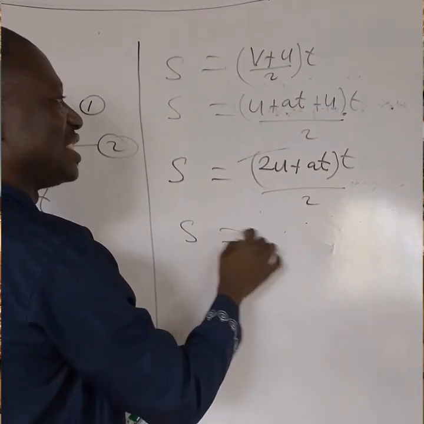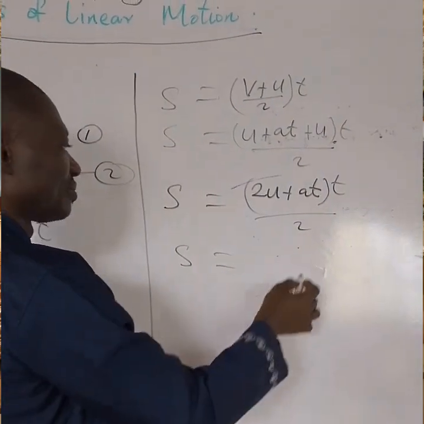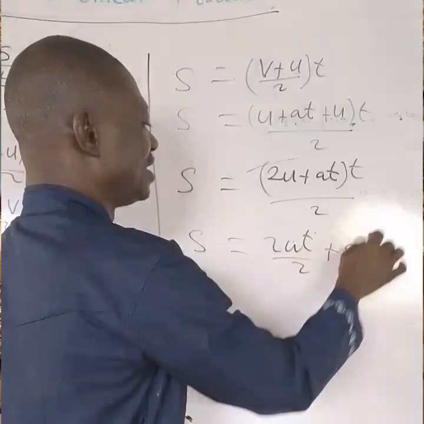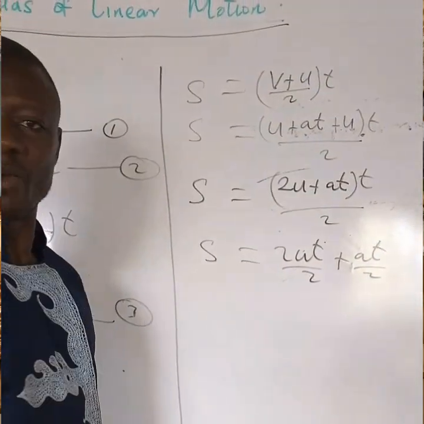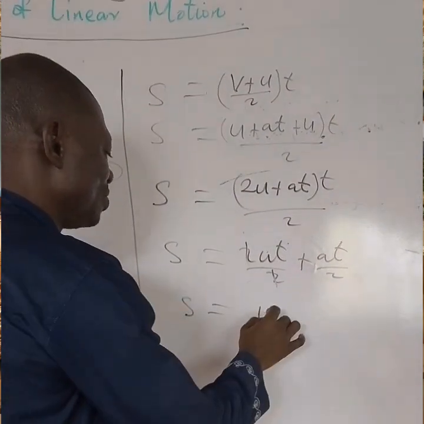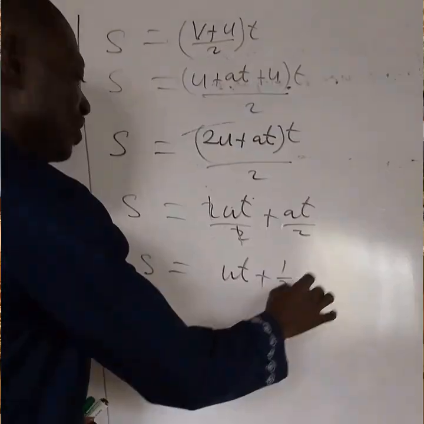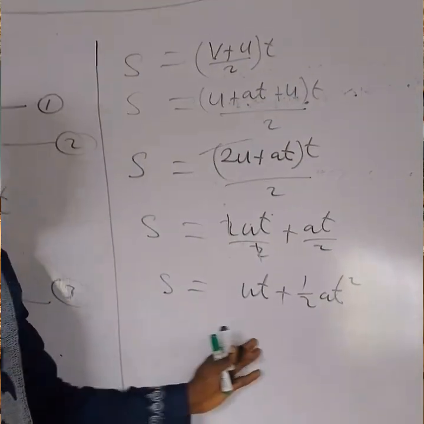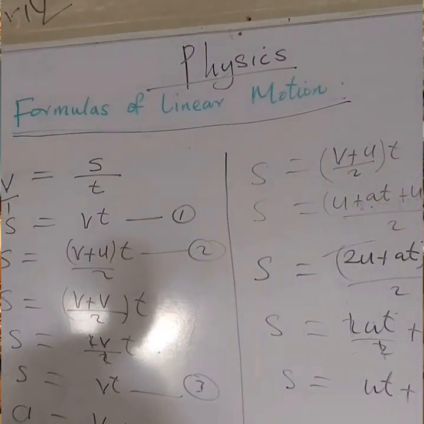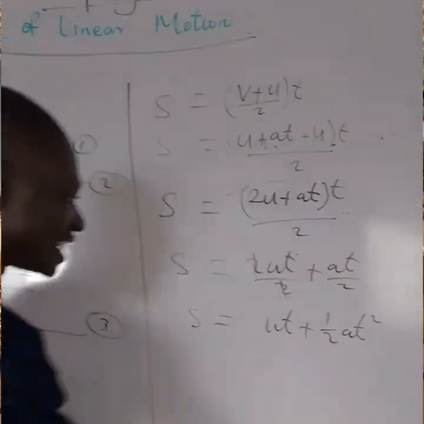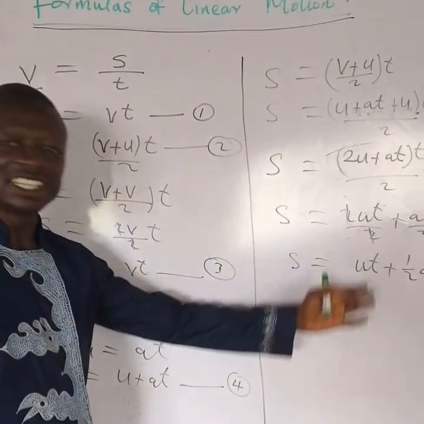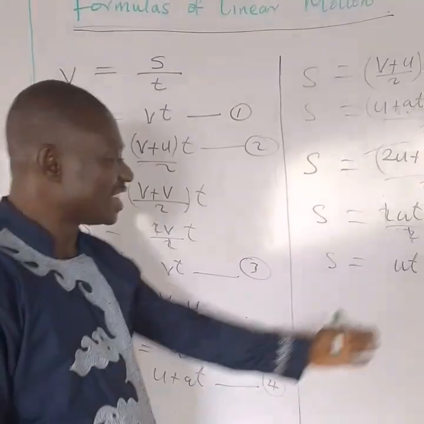And so S is equal to 2UT over 2 plus AT over 2. What can we say here? 2 can cancel 2, and we have S is equal to UT plus half AT squared. And so another formula of linear motion has been found, and we see it as equation number 5. It is indeed possible to find a formula that does not contain A.